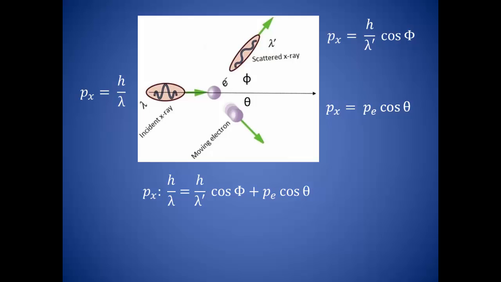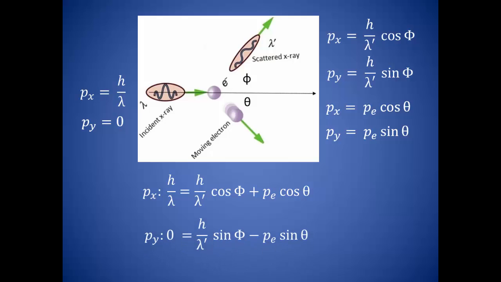Now momentum in the y direction starts out with 0 since we defined our incoming X-ray along the x-axis. After the collision, however, the scattered X-ray and the electron both have momentum in the y direction. For both, we can say that they have momentum in the y direction that corresponds to the sine of their respective angles. So total momentum in the y direction is 0 equal to h over lambda prime times the sine of phi, subtracted from the momentum of the electron times the sine of theta. Note that we have to subtract because the momentum of the electron is moving in the opposite direction of the momentum of the scattered X-ray.